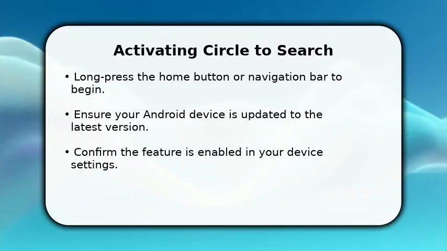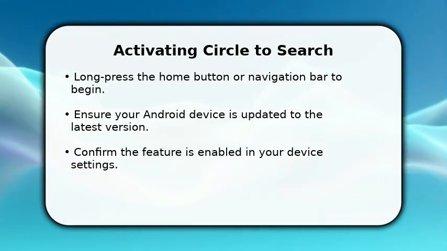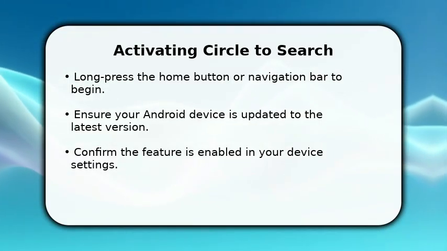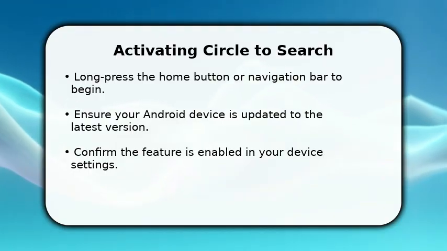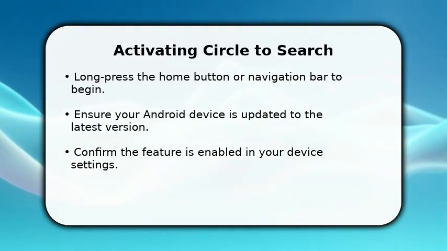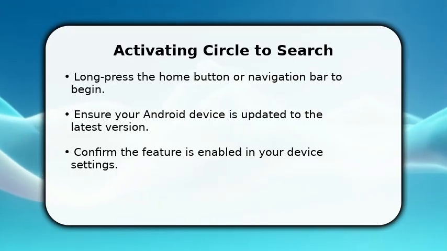Enjoy the video. In this video, I will explain how to use Circle to Search on Android. To get started, simply long press your home button or the navigation bar at the bottom of your screen. This action activates the Circle to Search overlay.